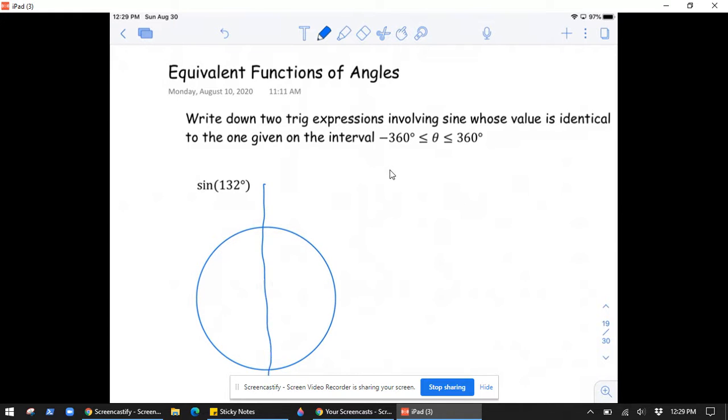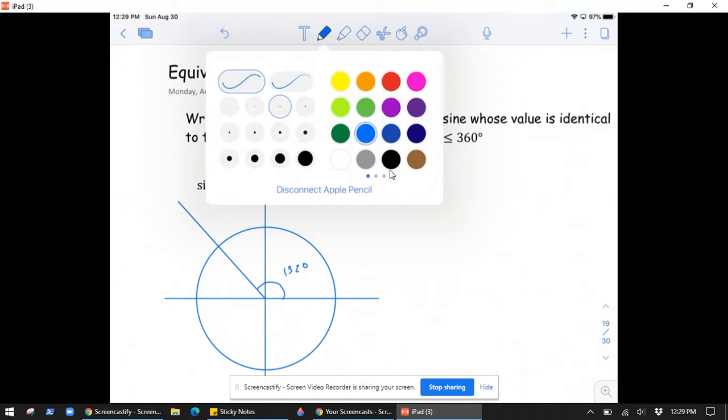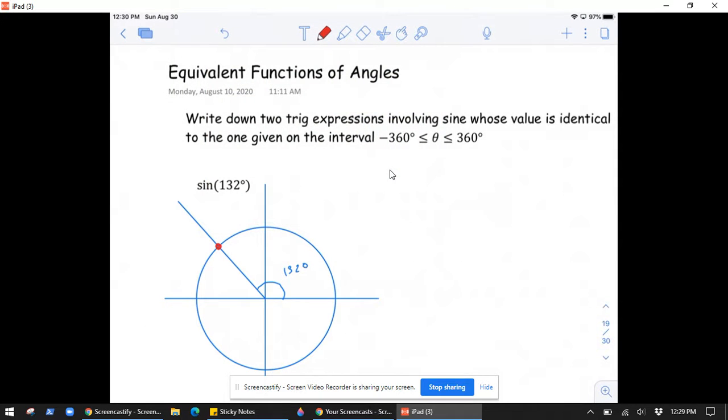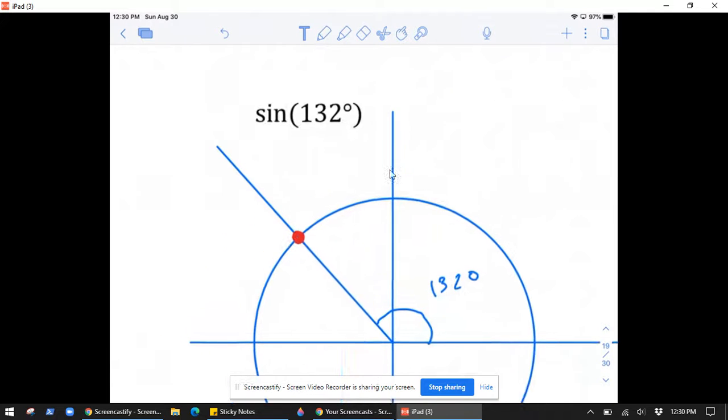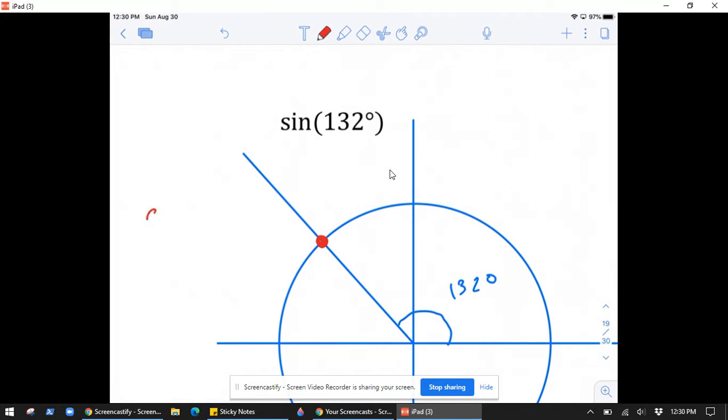Okay, so let's just set up a unit circle here. Let's say we rotate 132 degrees. That's like there, we'll say. So that's 132 degrees. The first thing I always like to do is indicate that point right there. The coordinates of that point can be written as cosine of 132 degrees, and the y coordinate is the sine of 132 degrees.